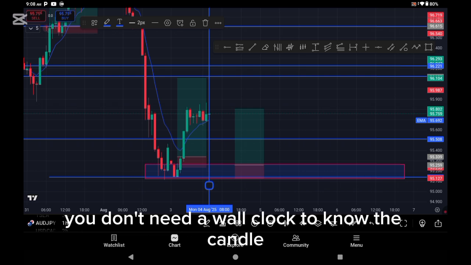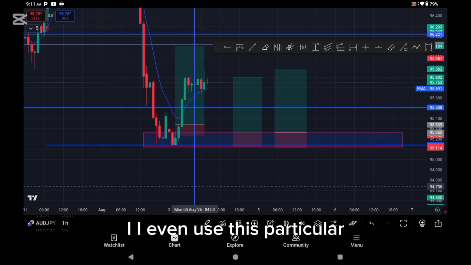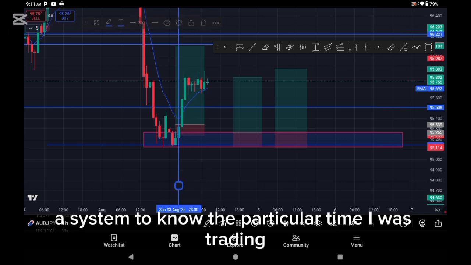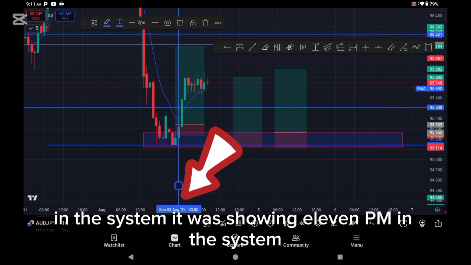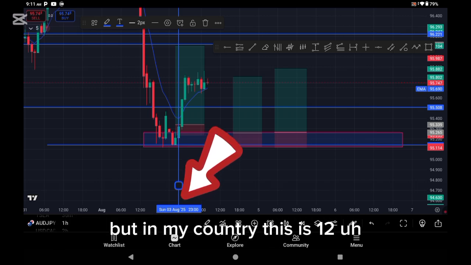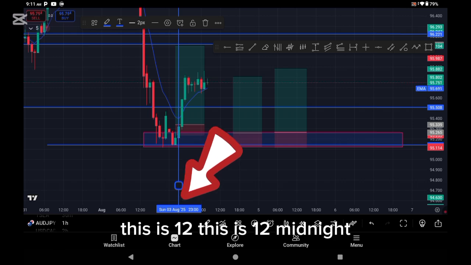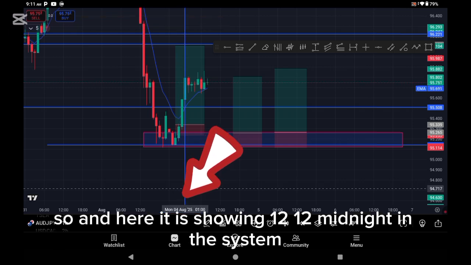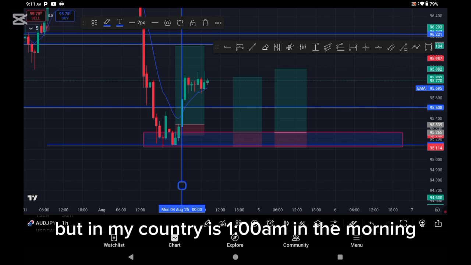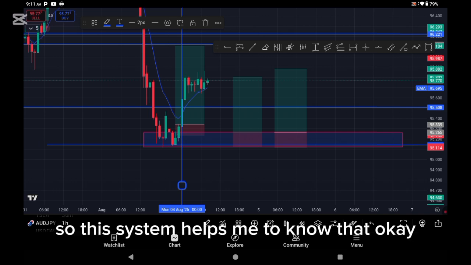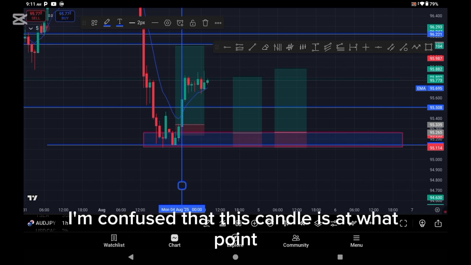You don't need a wall clock to know the time. I even use this particular system to know the particular time I was trading, because here it was showing 11 p.m. in the system, but in my country this is 12 midnight. And here it is showing 12 midnight in the market, but in my country it's 1 a.m. in the morning. So this system helps me to know that, okay, I will not come to the market and be confused about what point this candle is at.